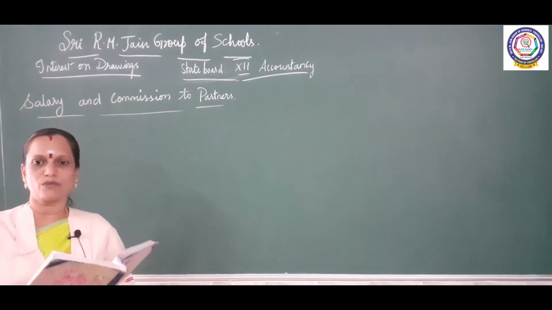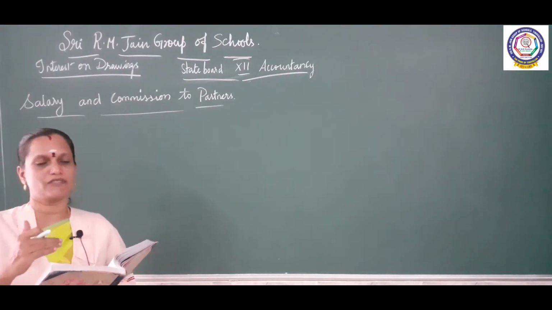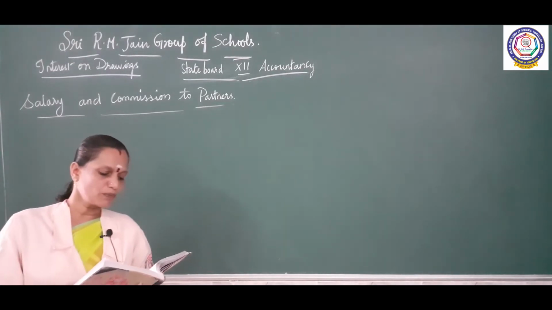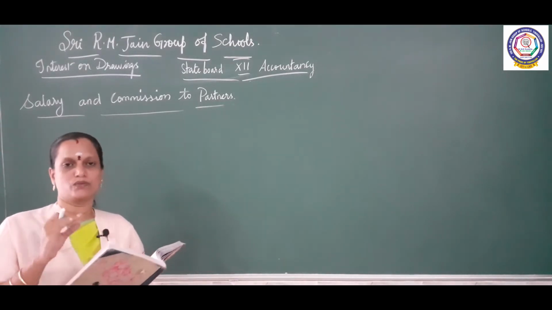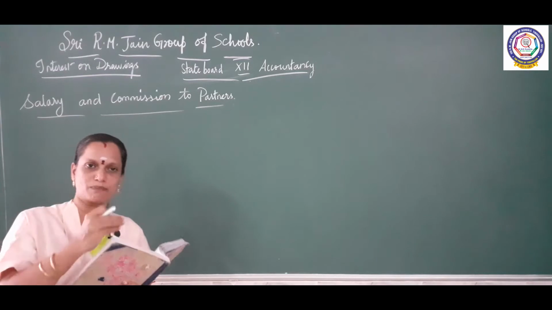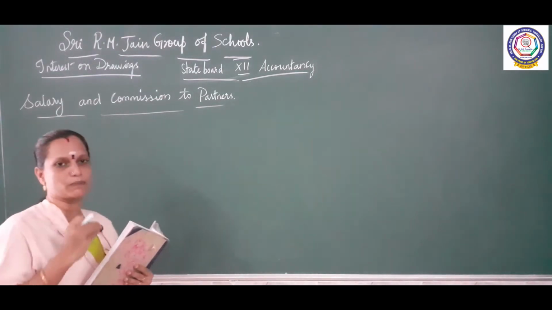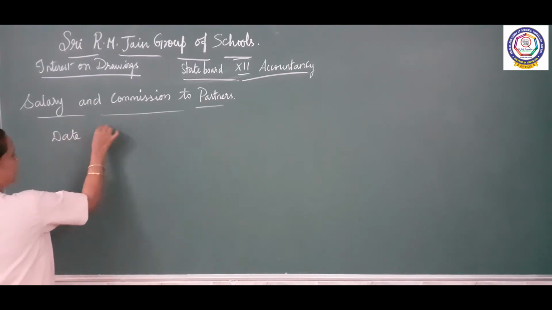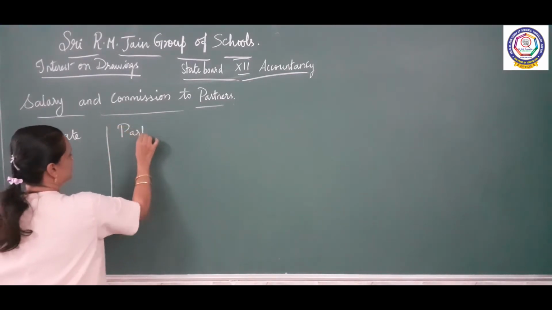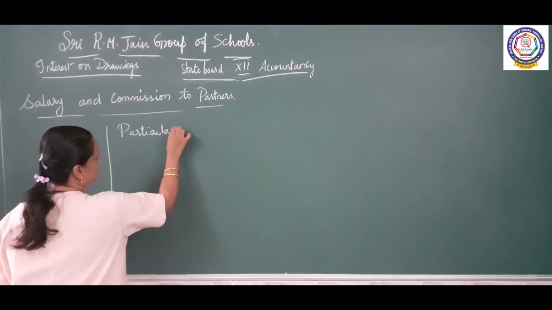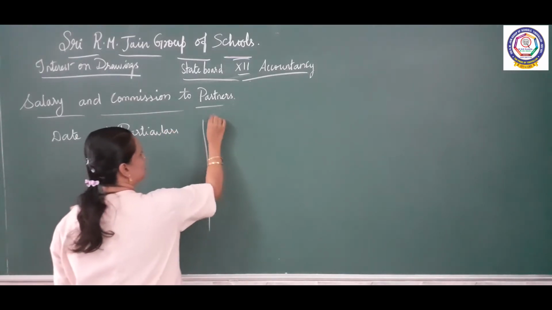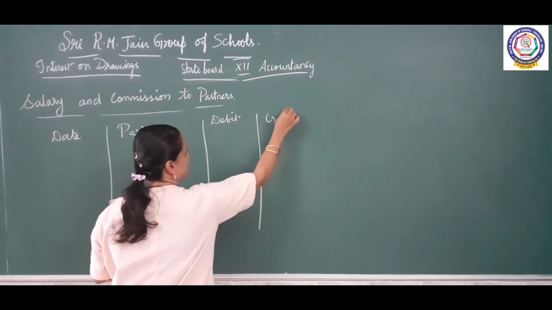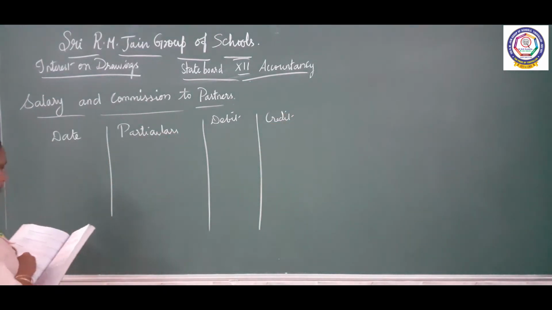Usually, when salary and commission are given, we also have to record them as a journal. So partners' salary and commission due, we have to give the salary and commission to the partners. For that we have to prepare a journal entry. Okay, so date, particulars, debit, credit. Date they didn't mention anything.